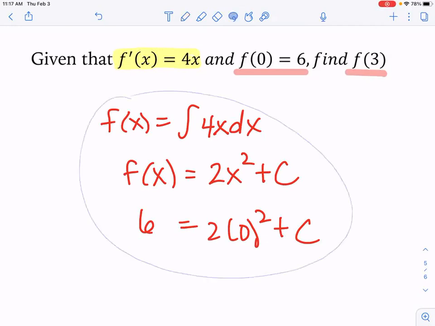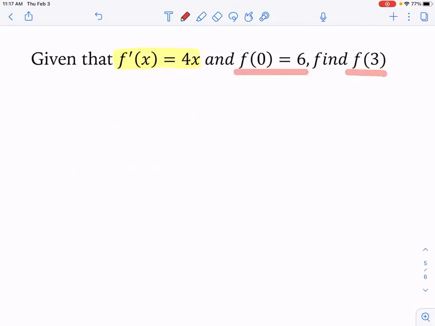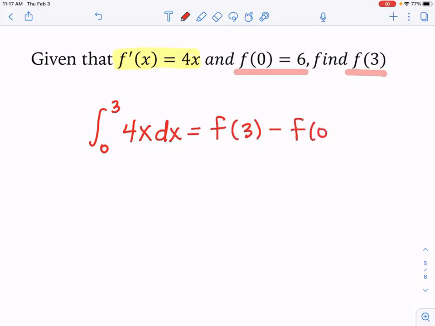Or we can do this. Are you ready? This is what you're writing down. We know that the integral from 0 to 3 of 4x dx is the function value at 3 minus the function value at 0. What did I just do? The fundamental theorem of calculus, right?